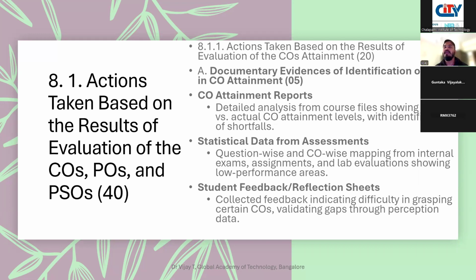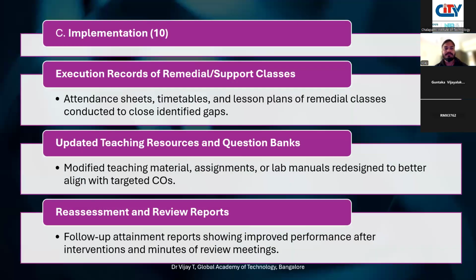Say the 2020 batch, which is going to pass out in 24. For that, you have done a gap analysis. Then immediately for the next batch, you have to showcase that whatever you have mentioned in the gap analysis is being carried out in the next academic year. So those solid documentary proofs have to be maintained for action.